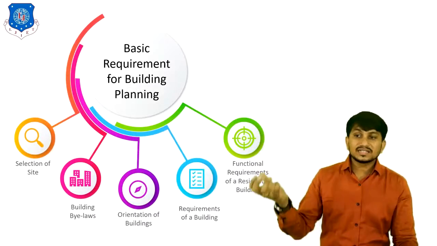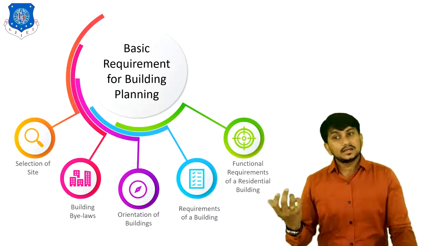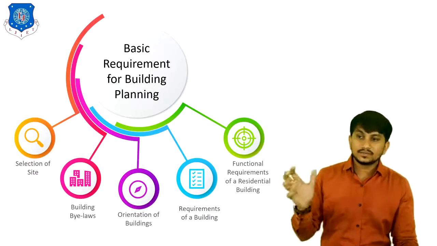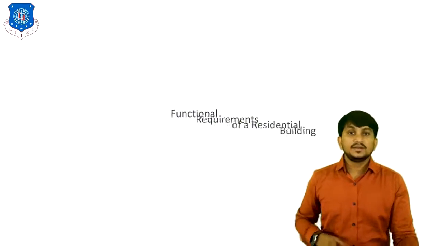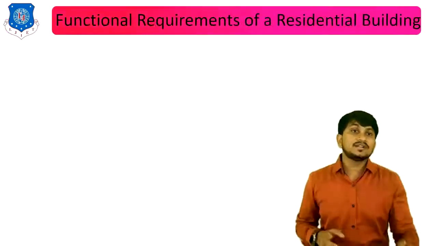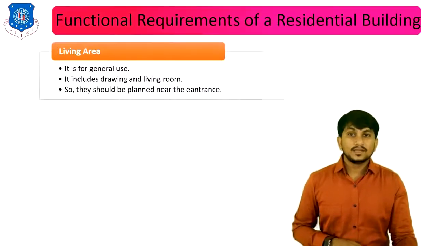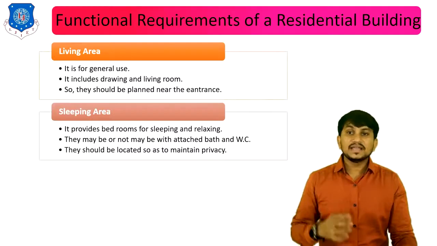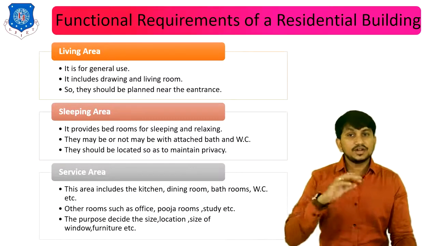Now let's understand the functional requirements of the building. There is a difference between general requirements and the functional requirements of the building. For understanding the functional requirements, we have to divide the building into three parts: living area, sleeping area, and service area. Living area is for general use.